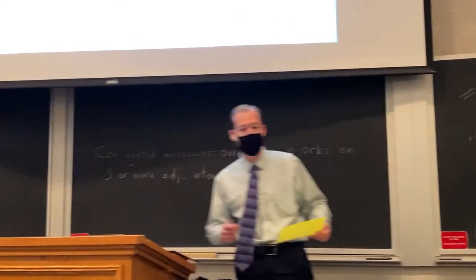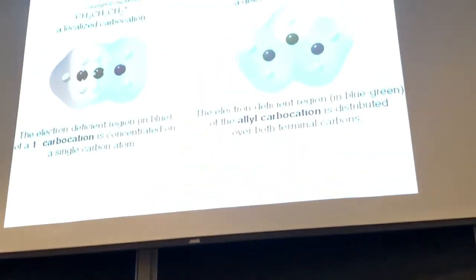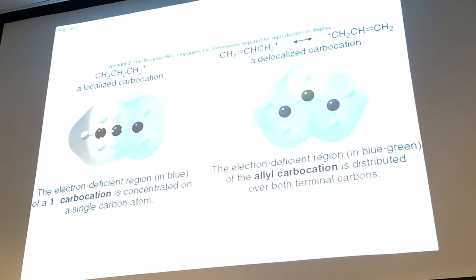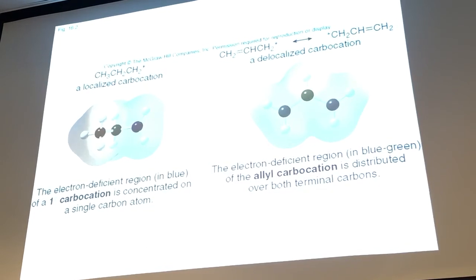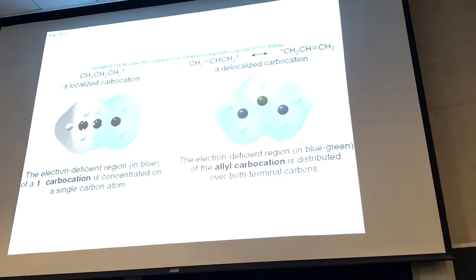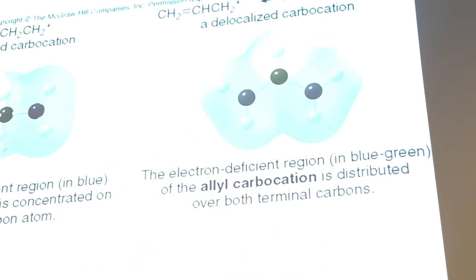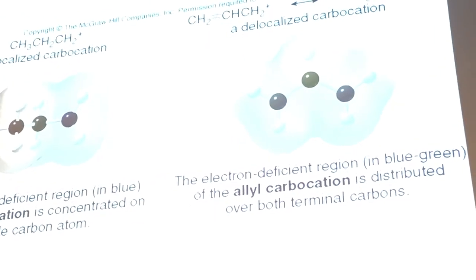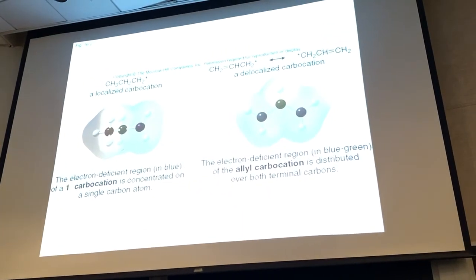And we can see that by looking at some electrostatic potential maps. So here we have a hypothetical primary carbocation, a localized or non-delocalized carbocation, and we see an intense blue region concentrated on a single atom, indicating that that positive charge is localized to 1 carbon. Whereas in the simple allyl carbocation, we see that that positive charge is spread out over both of the terminal carbons. And we see less intense blue, indicative of lower positive charge, and we see it spread out over the 2 carbons.